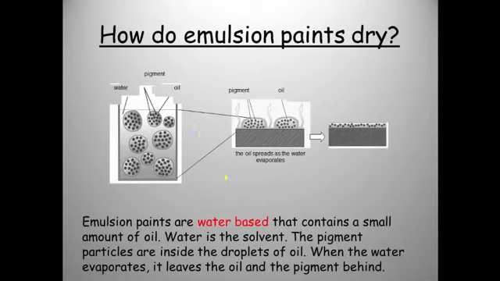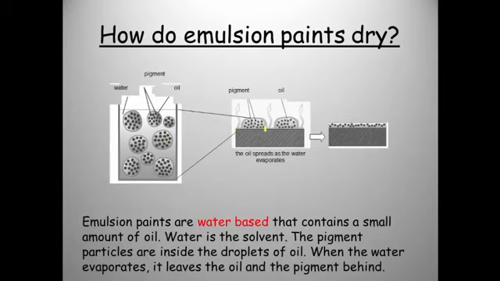Now, as I've already taught you earlier on in the series, oil and water normally don't mix unless you have an emulsifier. So with an emulsion, you get the oil, but you put pigments in it. Can you see these droplets of oil inside the water? Now, these droplets contain pigments inside them.